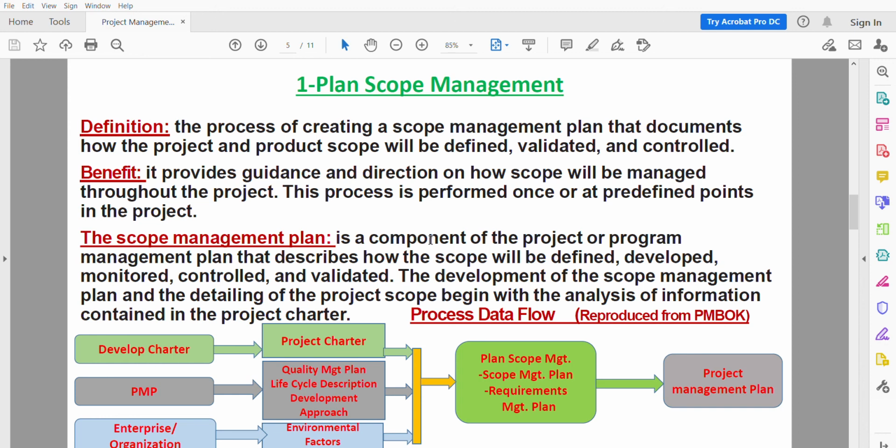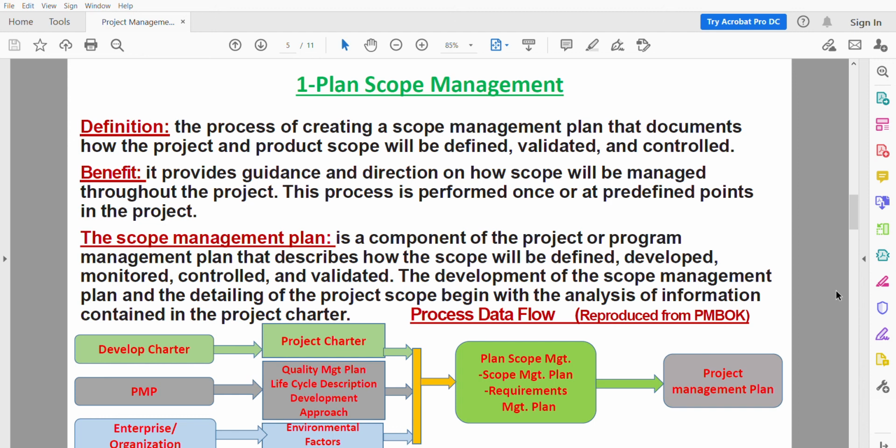The scope management plan is a component of the project or program management plan, which describes how the scope will be defined, developed, monitored, controlled, and validated. The development of the scope management plan and the detailing of the project scope begins with the analysis of information contained in the project charter.